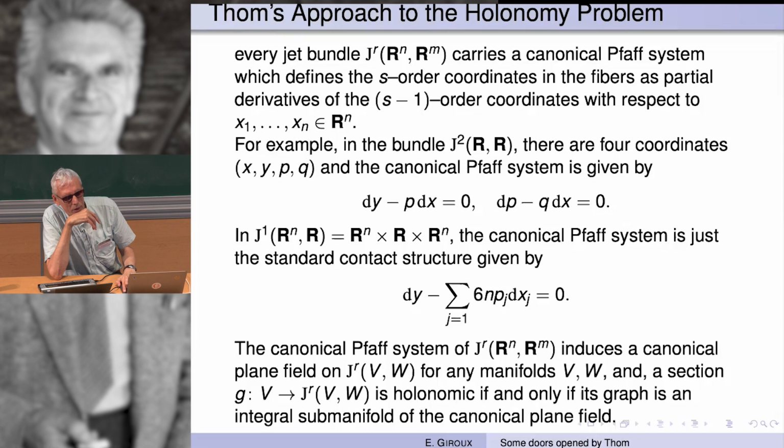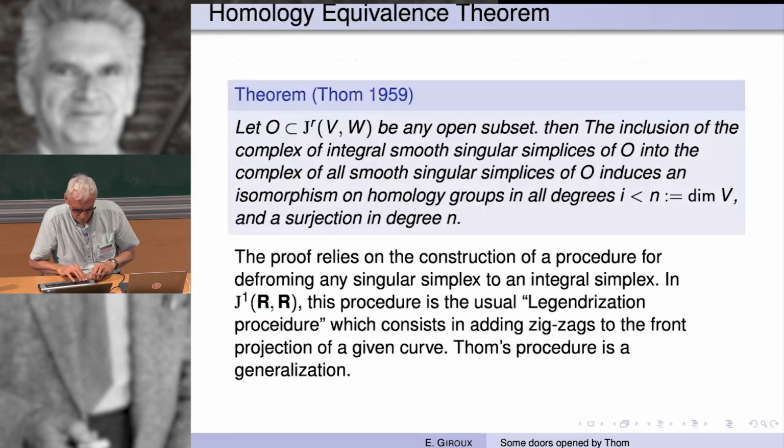So a well-known and typical case is when you consider the one-jet bundle of functions, so the one-jet bundle of maps from Rn to R. In that case, this plane field is just the canonical contact structure you have on the one-jet space. And what does Thom prove? And I will finish with this, is the following theorem.